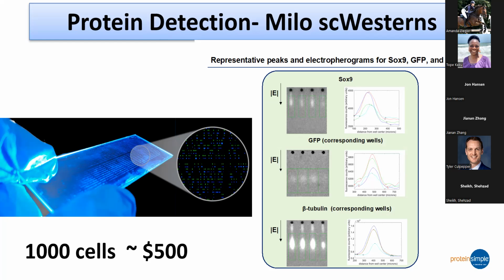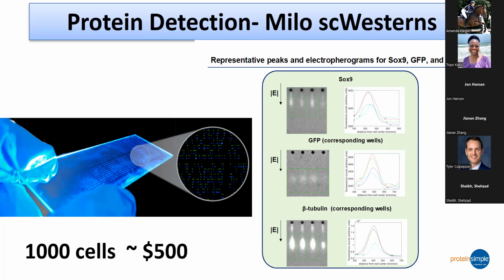Here's an example we did in my lab. We're interested in the role of the transcription factor SOX9, and you can see here that we can detect SOX9. This is the corresponding GFP levels in a mouse that is expressing a reporter gene for SOX9, and then beta-tubulin is the internal control. You can see you can detect these proteins from a single cell.